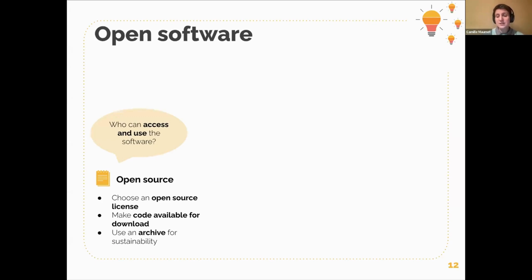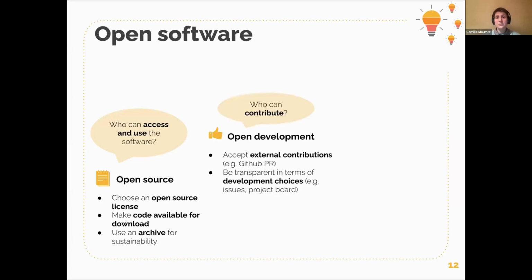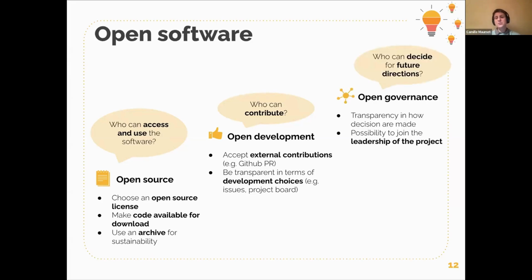But then as you're building the software, there are other questions. So one important one is who can contribute. And when we see, for instance, open source software on GitHub, people might submit pull requests, or create issues that describe their problem or features that they might want to develop. And this is called open development, and basically answers the question, who can actually contribute to the code base? You could have a software that is open source, but doesn't accept external contributions, and basically this wouldn't be open development.